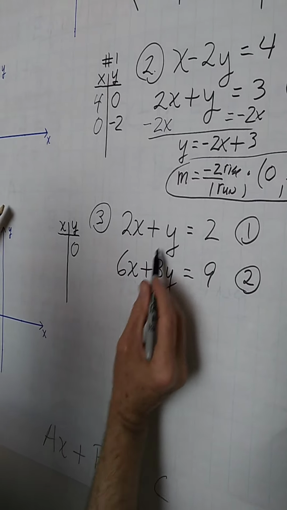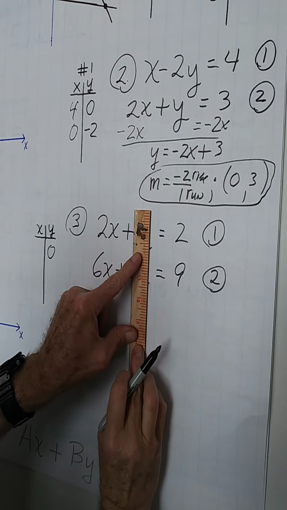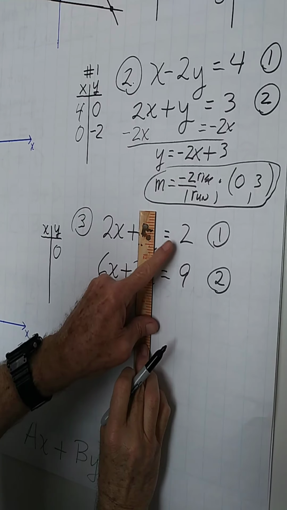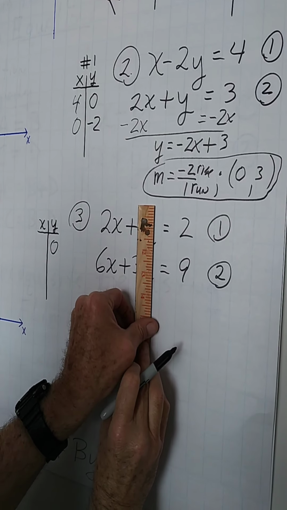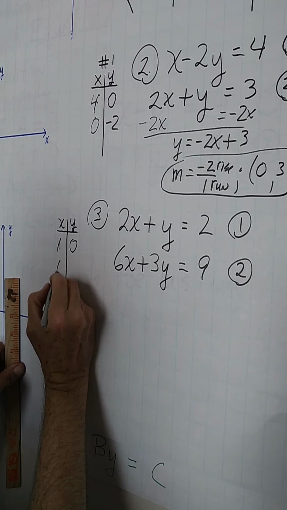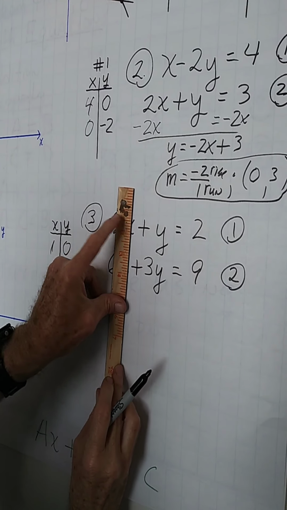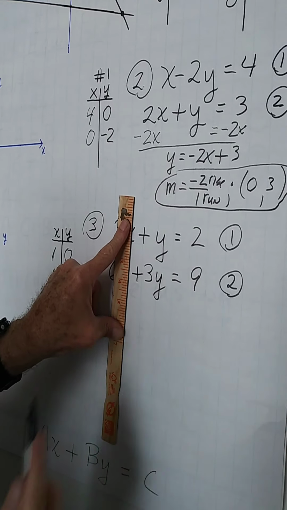If y is 0, cover it up. 2x is equal to 2. Divide both sides by 2. x is 1. Let x be 0. 0 times 2, nothing. It's telling you right there that y is 2.